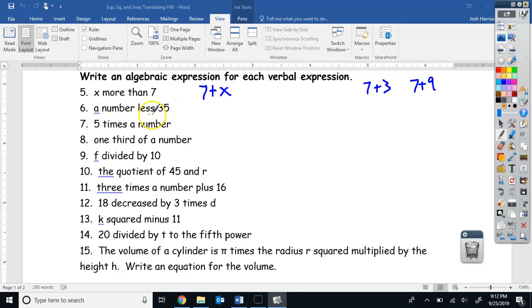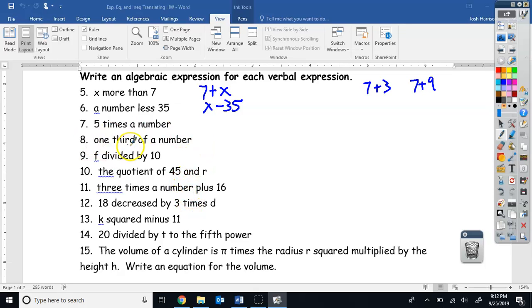A number less 35. A number, you could use X again, or if you wanted to use A, you could, minus 35. A number less 35. It's kind of a weird way to say it, but that means you're taking away 35 from a number.